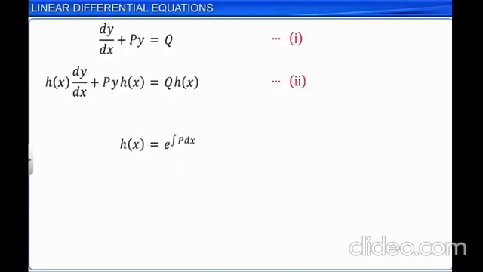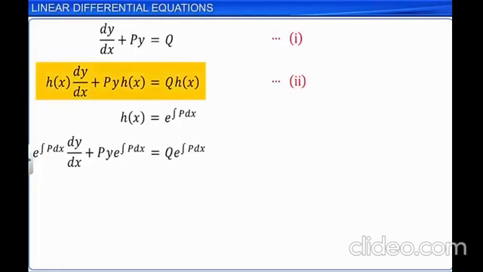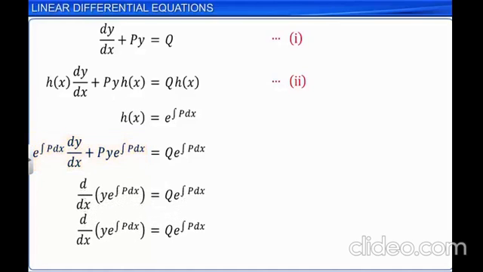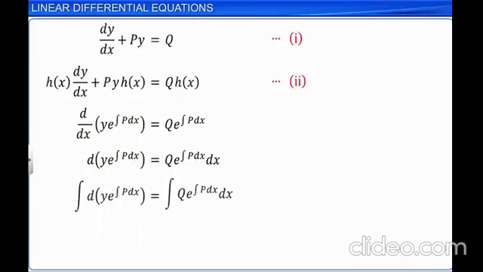Now, substitute the value of h of x in equation 2. The left-hand side can be represented as the derivative of y into exponential raised to the power of integral of p with respect to x. Rearrange the equation as shown. Now, integrate both the sides of the equation. The integral on the left-hand side vanishes. This is the required solution of the differential equation.